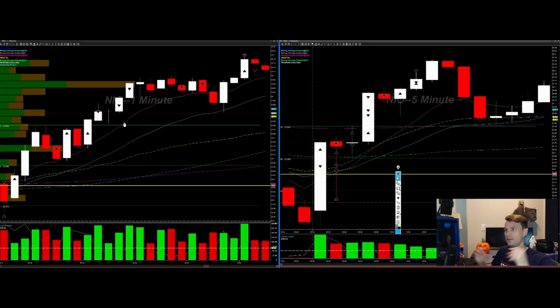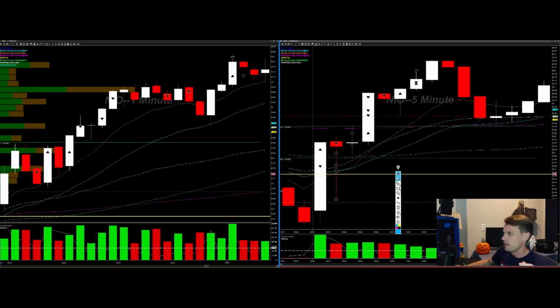This was another short that I got stopped out on. The 9 EMAs started to flatten out. We were super extended through this move away from our EMAs. So I said, okay, maybe we're getting a little extended. Let me go ahead and grab this short. And once again, we had the bounce off of the 9 EMA and it went up here.